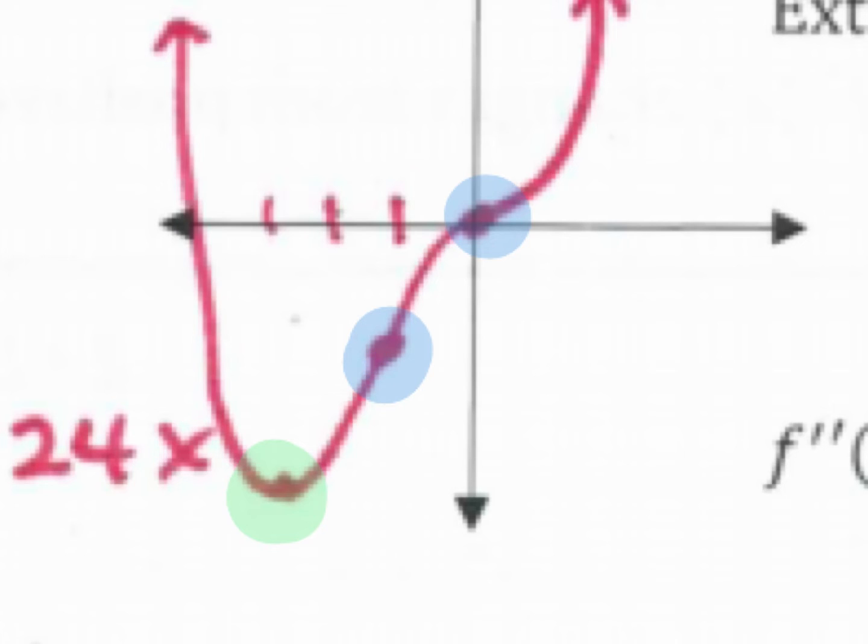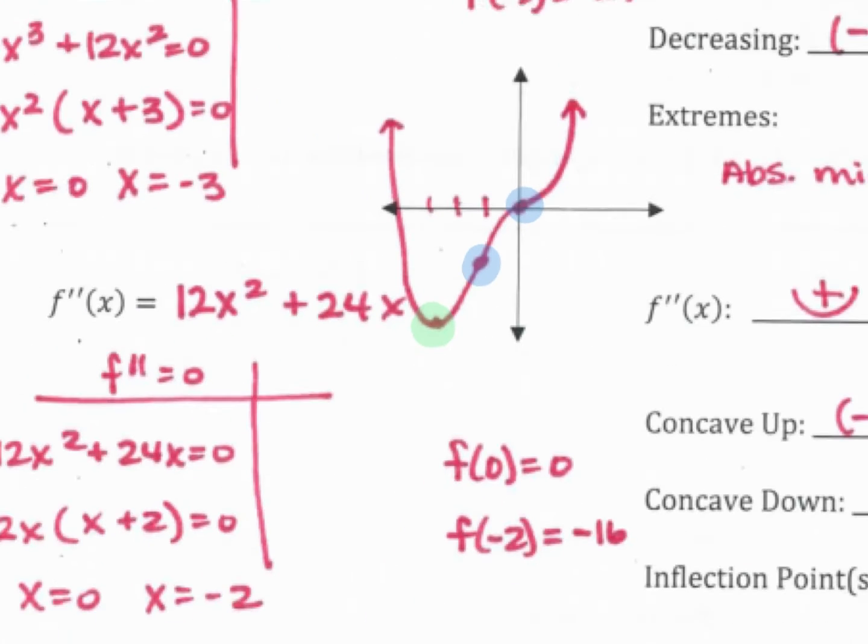So here's an inflection point. My slope beforehand is positive, slope afterwards is still positive. Anytime we continue to increase but have a brief moment where our first derivative is 0, that's typically indicative of having an inflection point.